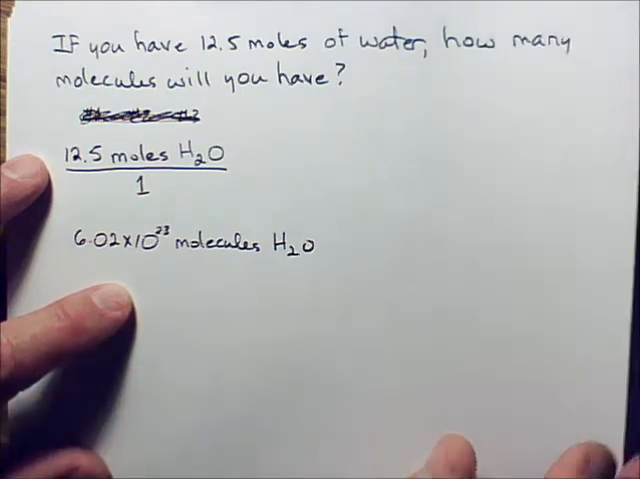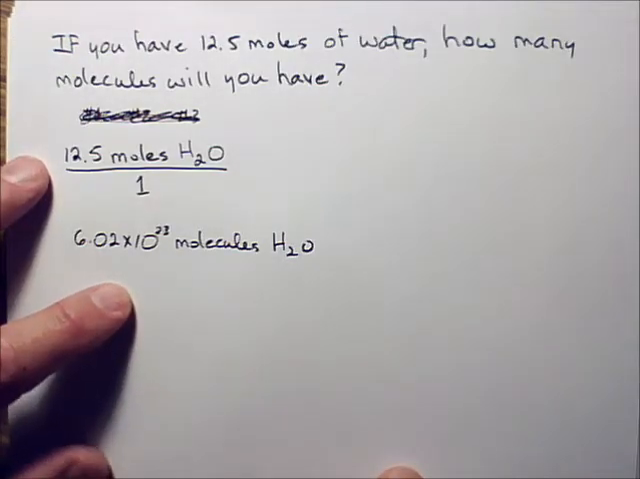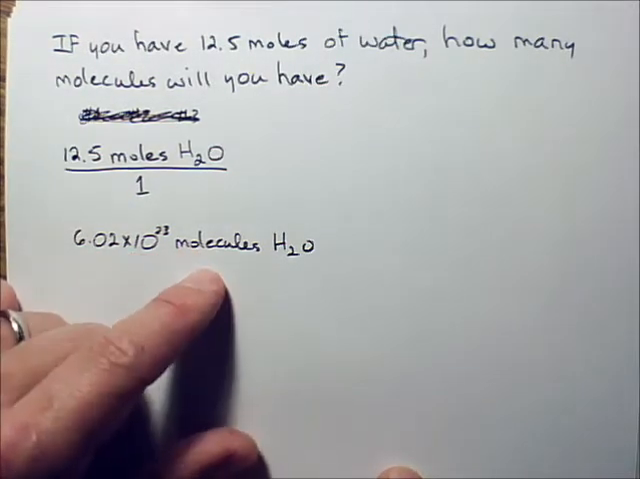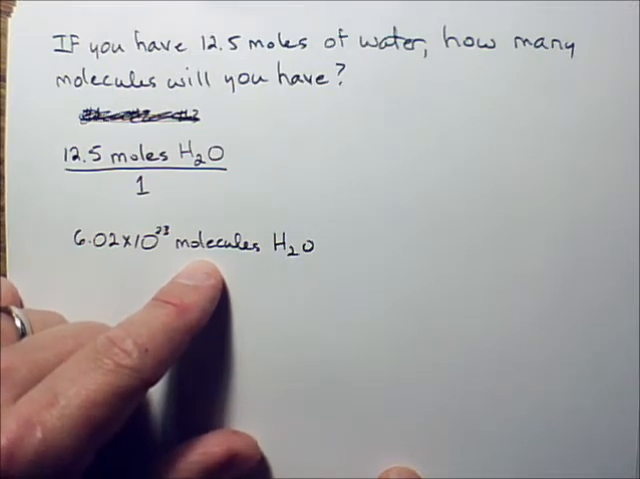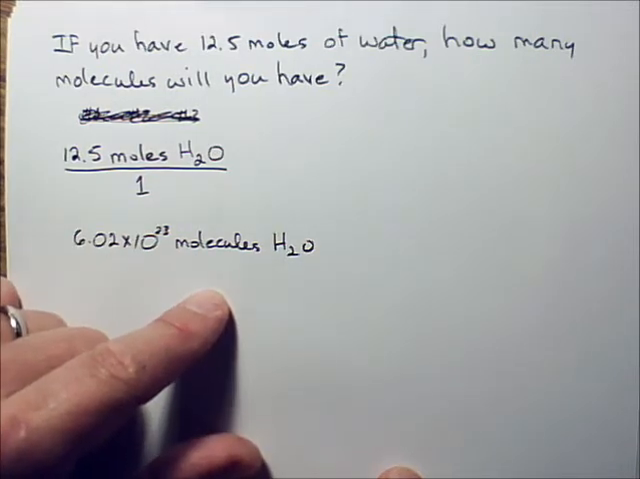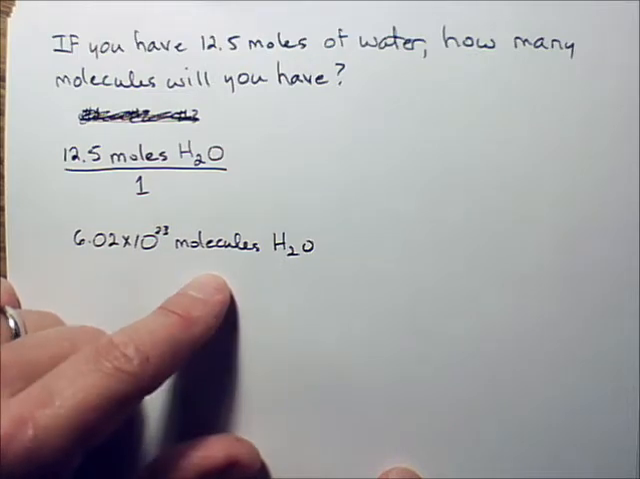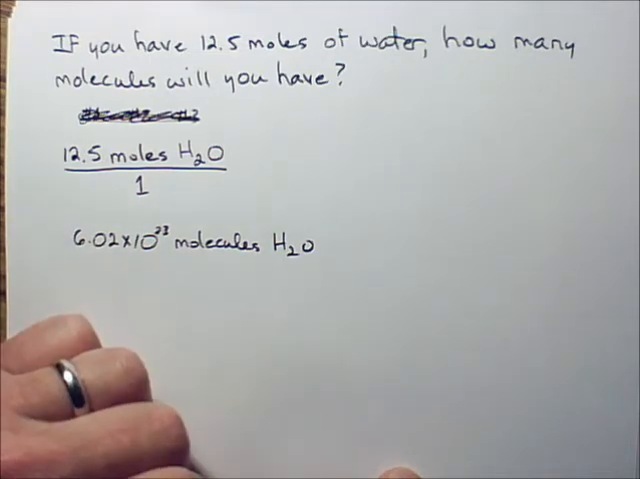Okay, so if you go back and look at where we wrote that equality statement earlier, we said any kind of particles. Well, molecules are particles. I said that earlier. Atoms are particles. Electrons are particles. Neutrons are particles. Protons are particles. Ions are particles. Any kind of particle. Okay?